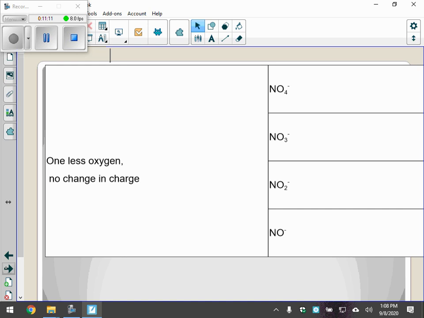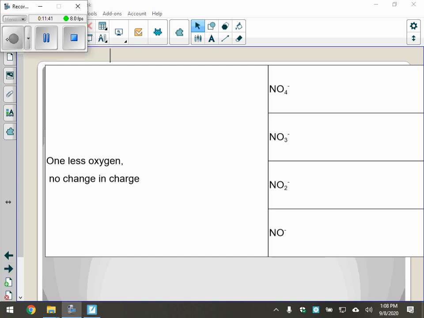Okay, don't worry about this less oxygen thing here. Just notice that the charges all stay the same. We're just gaining and losing oxygens, depending on however you want to look at that. So don't worry too much about this one less oxygen here. All the same charge, 1 minus, but just a different number of oxygens, polyatomic ions.